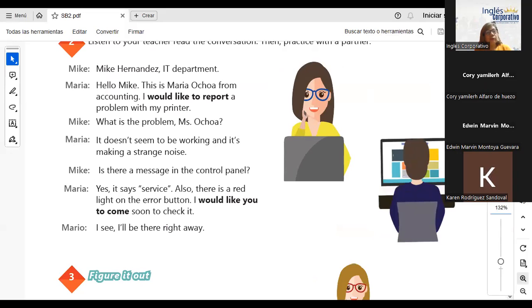Mike Hernandez, IT department. Hello, Mike. This is Maria Ochoa from accounting. I would like to report a problem with my printer. What is the problem, Ms. Ochoa? It doesn't seem to be working and it's making a strange noise. Is there a message in the control panel? Yes, it says service. Also, there is a red light on the error button. I would like you to come soon to check it. I see. You'll be there right away? Okay, I'll be there right away.